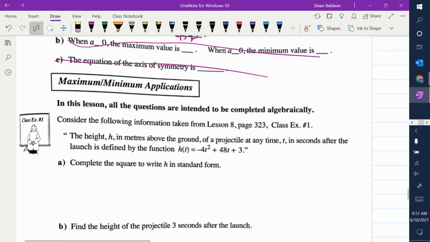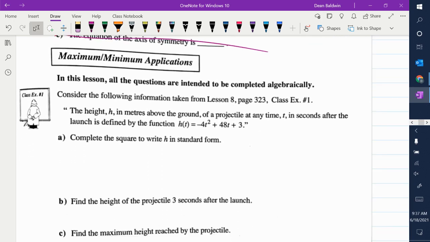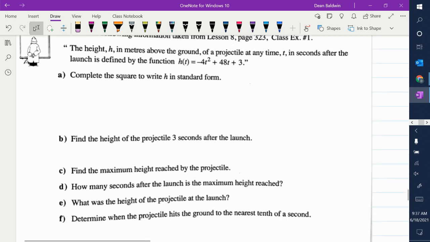Okay, so here's our question. We have something that's been launched into the air, a projectile, and it's like a physics problem. It's described by the equation negative 4t squared plus 48t plus 3. Okay.